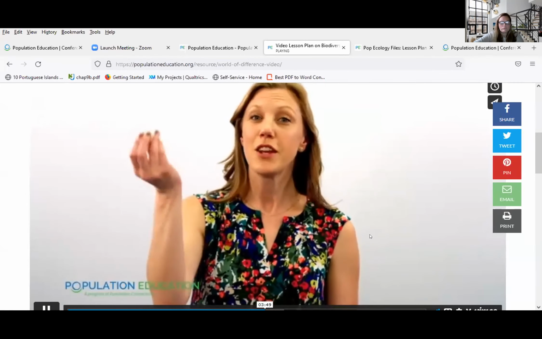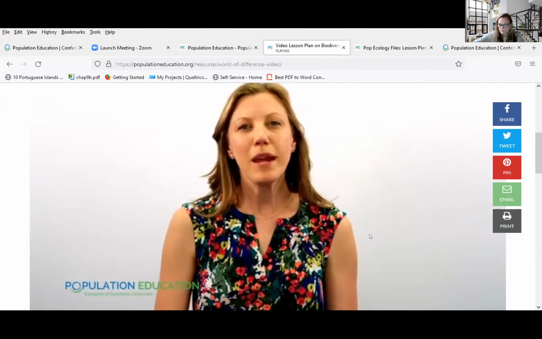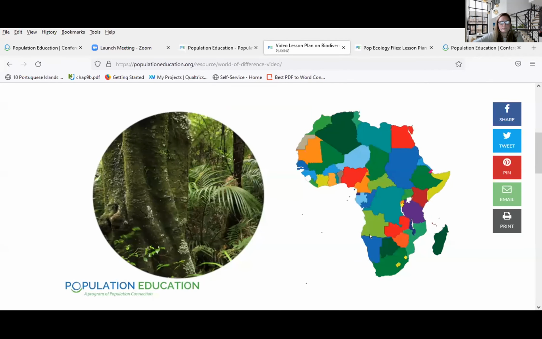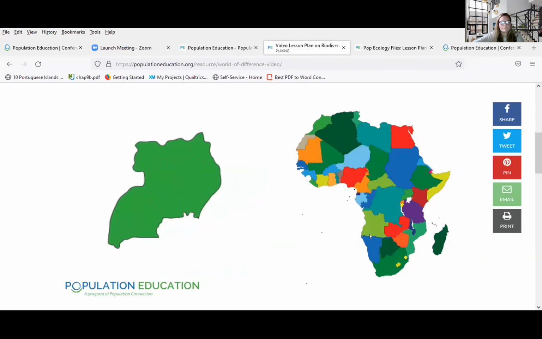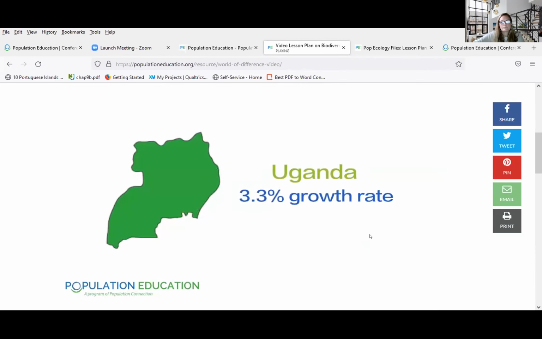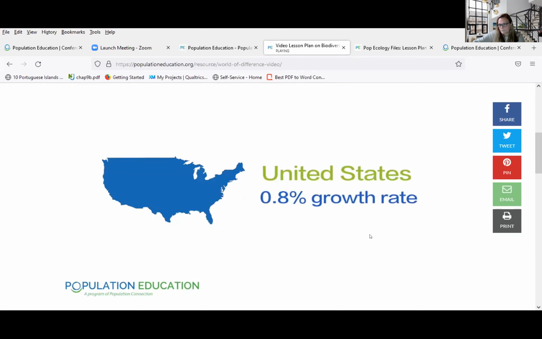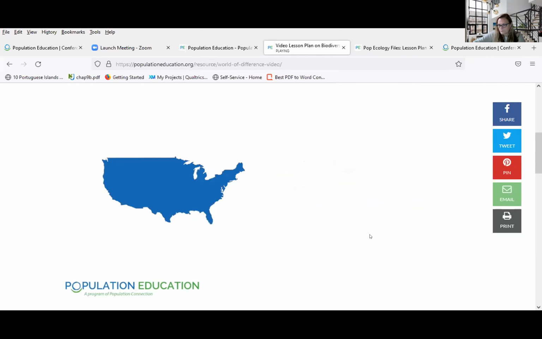Of biodiversity using a die. As you might remember from the beginning of this video, tropical forests are located in some of the areas on the Earth that are experiencing the highest rates of population growth. Uganda, in Central Africa, has tropical forests and a population growth rate of 3.3%. The United States, which contains temperate forests, has a population growth rate of 0.8%. This means Uganda's growth rate is about 4 times as fast as that of the United States.